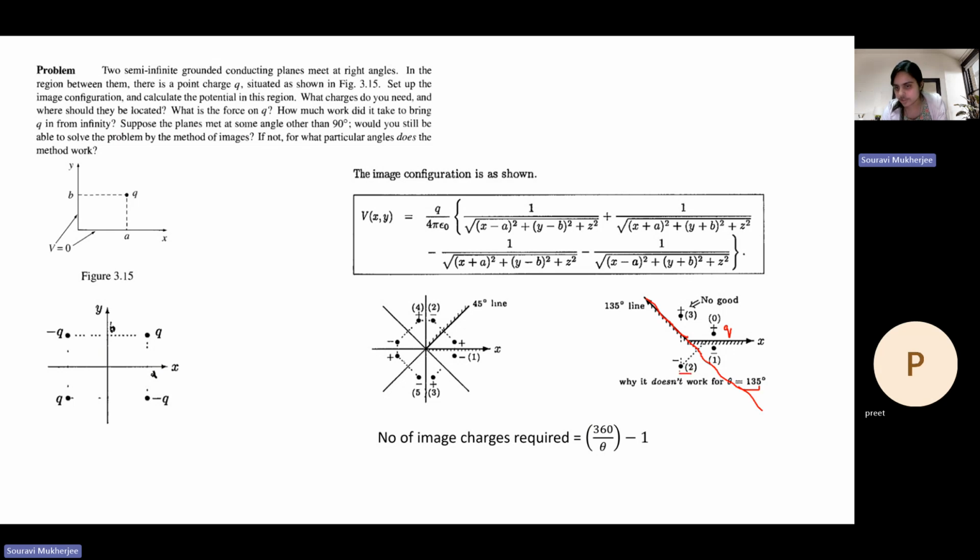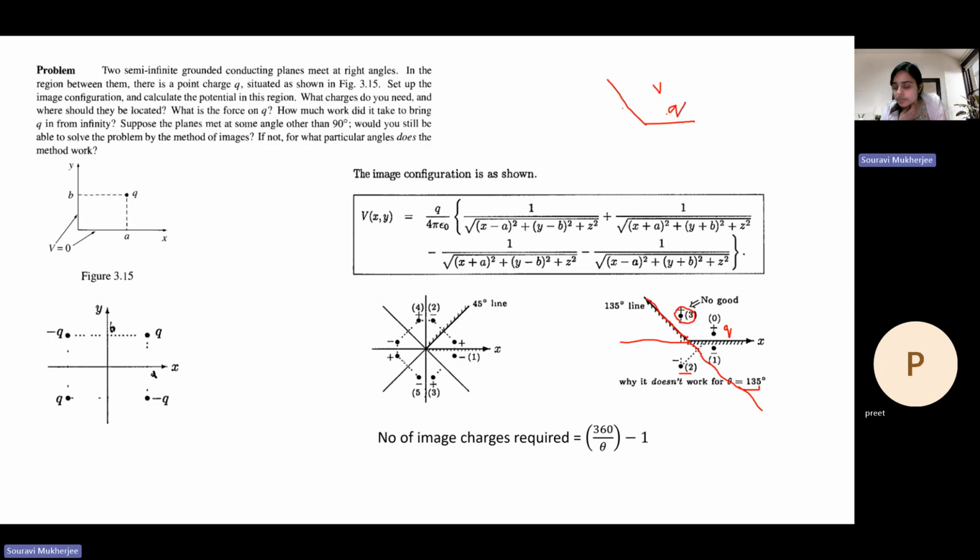Now, once you put a minus charge here, you also have to balance it along X, right? So you bring a third charge plus Q here. But now it's a problem. Why? Because this third image charge has come within the region where you want to find the potential. You have to remember, you are trying to mimic a given condition. The given condition was that you have these two regions, and you want to find the potential here, where there is only one charge Q.